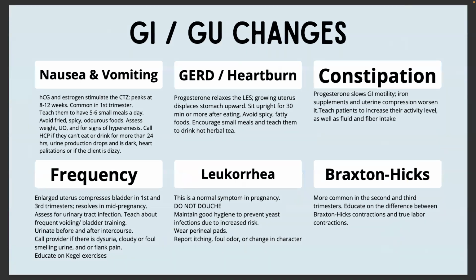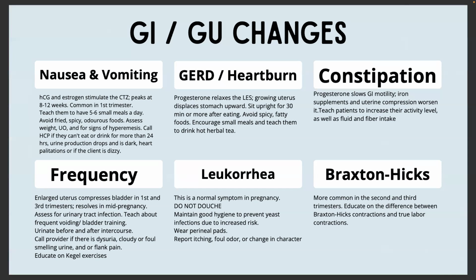All right, there's also some GU-GI changes or GI-GU, whatever you want to say. The first one that we're going to go over is nausea and vomiting. So we talked a little bit about it before, but HCG and estrogen stimulate that chemo trigger zone, which is why nausea tends to peak around 8 to 12 weeks. Very common in that first trimester, and it's going to improve when your hormone levels stabilize.